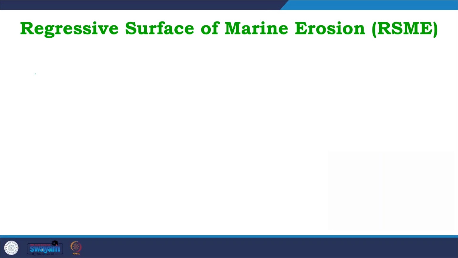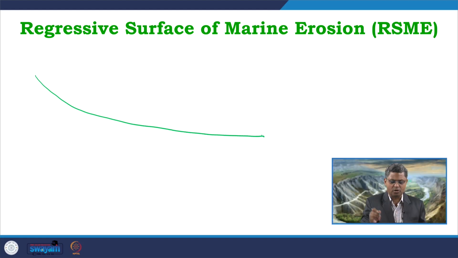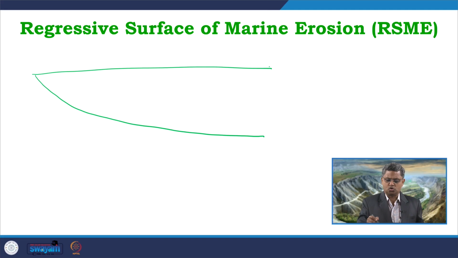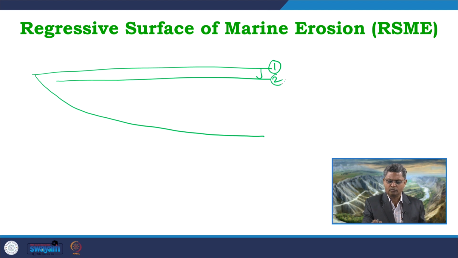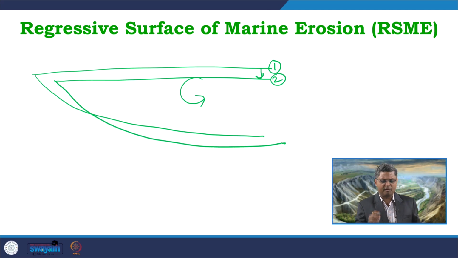So, how can we define this regressive surface of marine erosion? We can understand this by drawing a simple diagram. We are referring back to the same marginal marine condition. This is the substrate at the start of the fall. The base level was at level 1, and from there the base level is coming down to level 2. For this level 2 we are getting new wave reworking, and because of this fall a new wave equilibrium profile is formed.